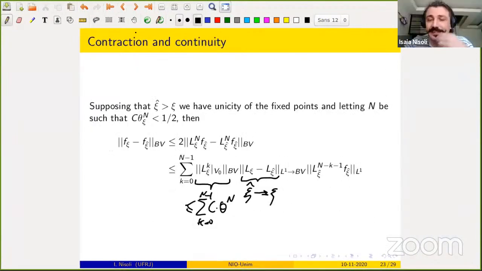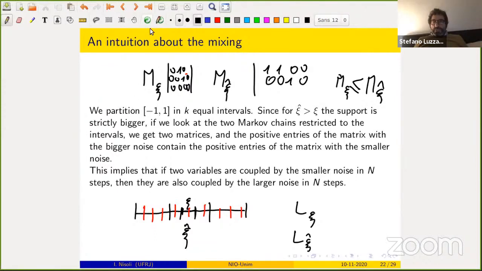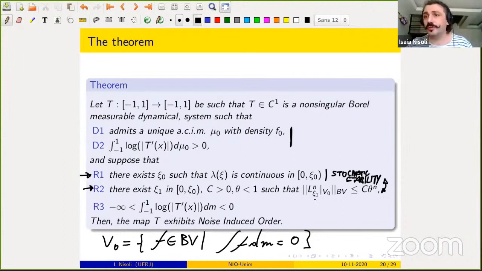So what happens is that since the system with noise, with bounded variation, is essentially a finite state system, if you have polynomial decay of correlation, then you get exponential decay of correlation. This is because the operator is compact, and so you get everything for free. So you're saying it's not a very restrictive condition. It's not really restrictive, because once you have noise, you get it.